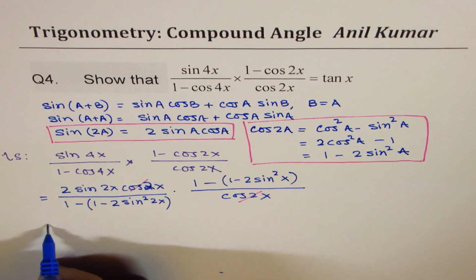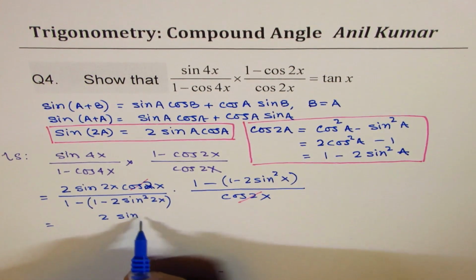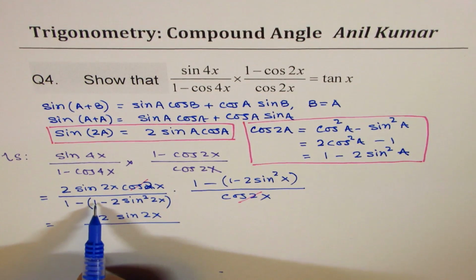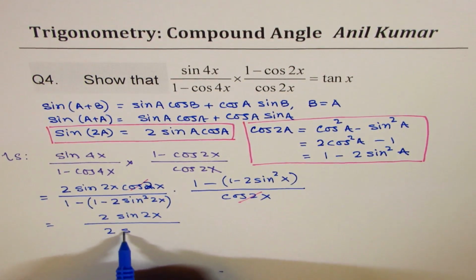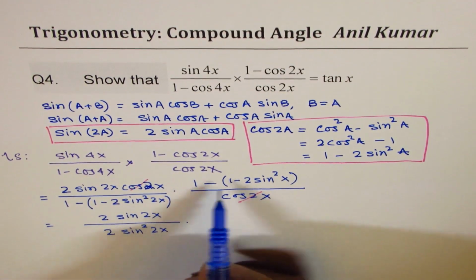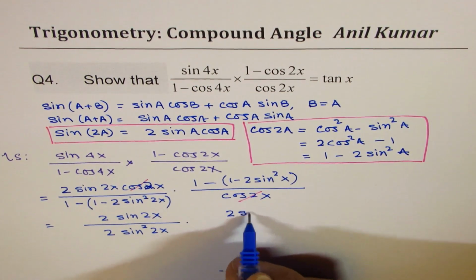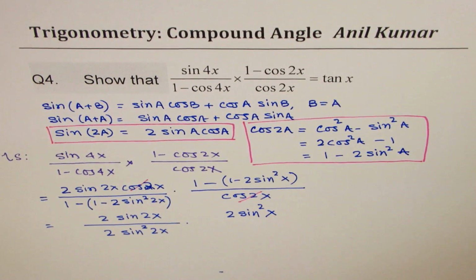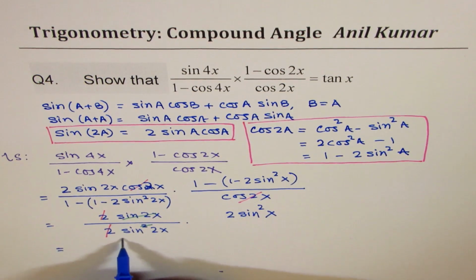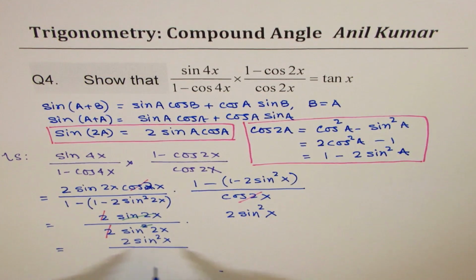That's the whole idea. Now, we could write the numerator as 2 times sine 2x, and the denominator, 1 minus 1 is 0, minus and minus makes it plus, so we get 2 sine square 2x. Here, 1 and 1 cancel, minus makes it plus, so we get 2 sine square x, not 2x, just x. Now, one of these sine square 2x cancels with the sine 2x, and 2 and 2 also cancel, correct? So what we have here is 2 sine square x divided by sine 2x.